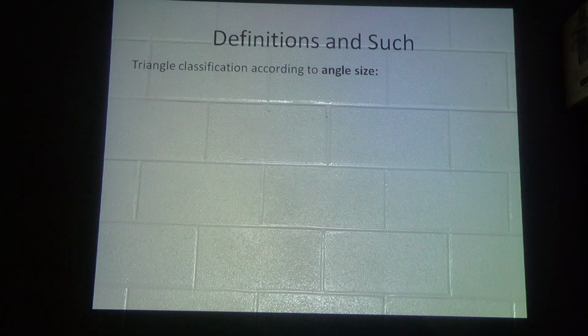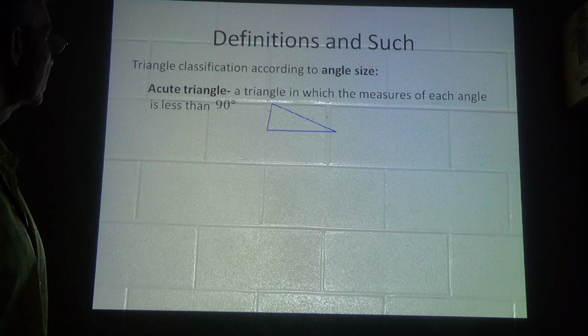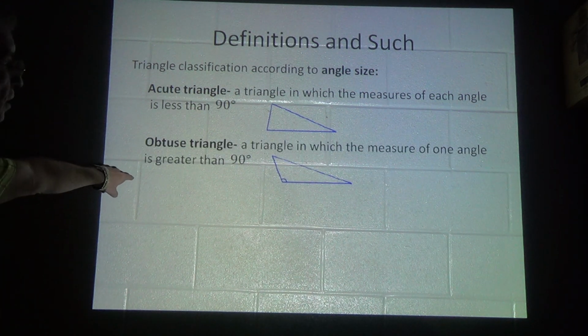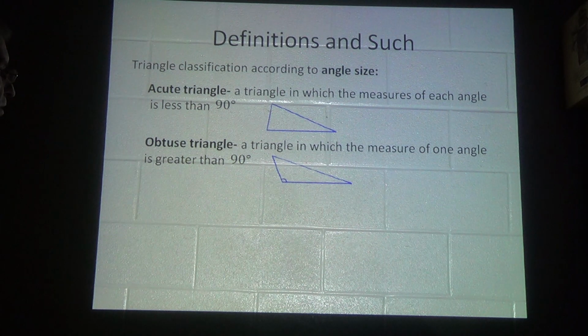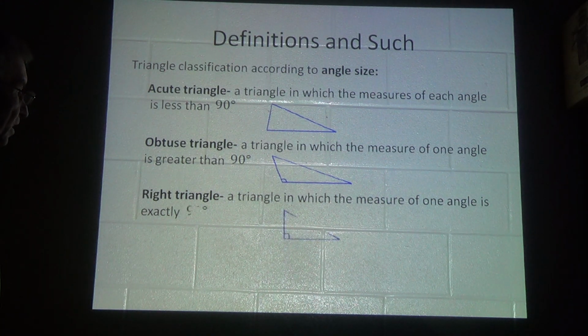Triangle classification according to angle size. And this is a way that you do this. You've done some of this before. An acute triangle is a triangle in which the measures of each angle is less than 90 degrees. Okay, an obtuse triangle is a triangle in which the measure of one angle is greater than 90 degrees. And a right triangle is a triangle in which the measure of one angle is exactly 90 degrees.